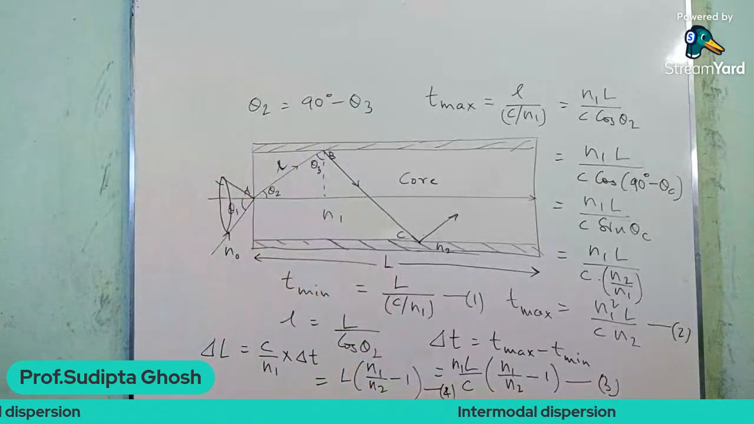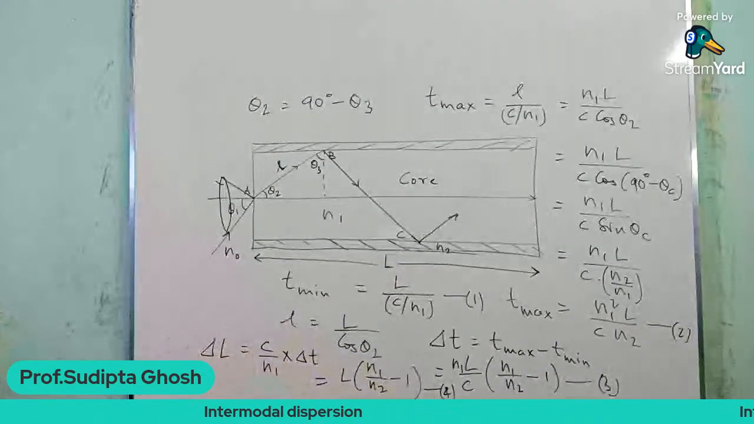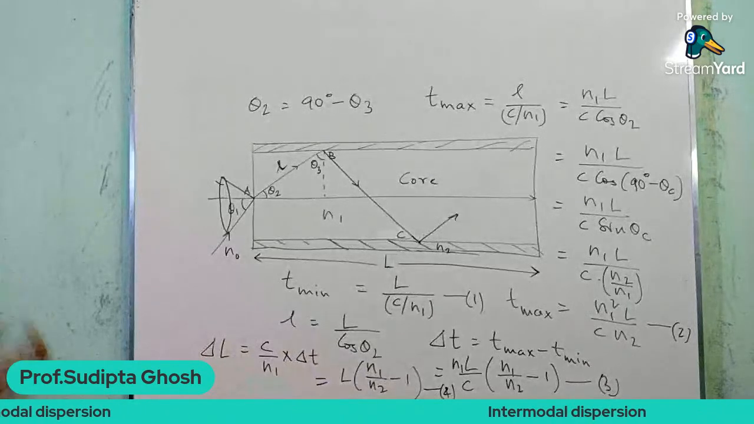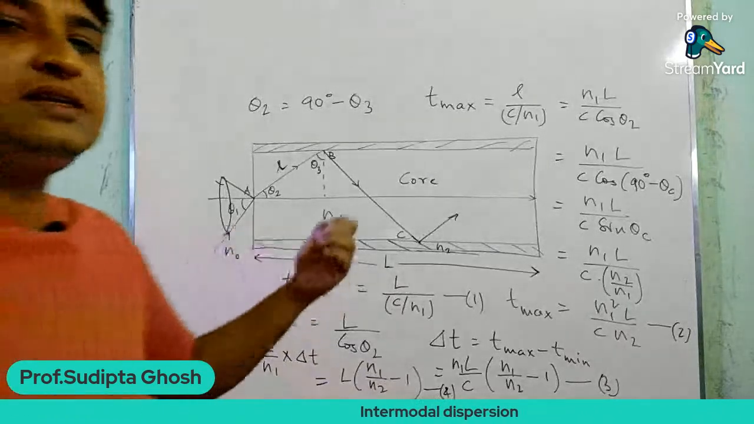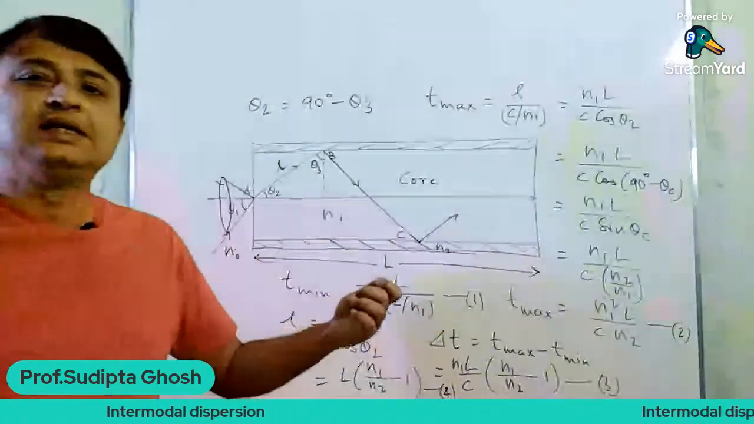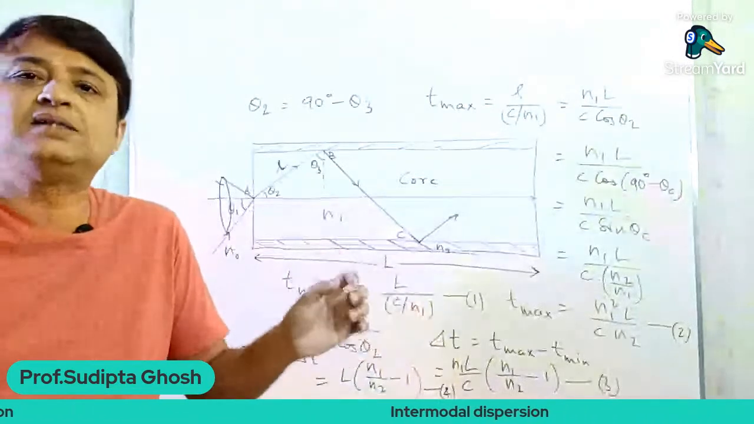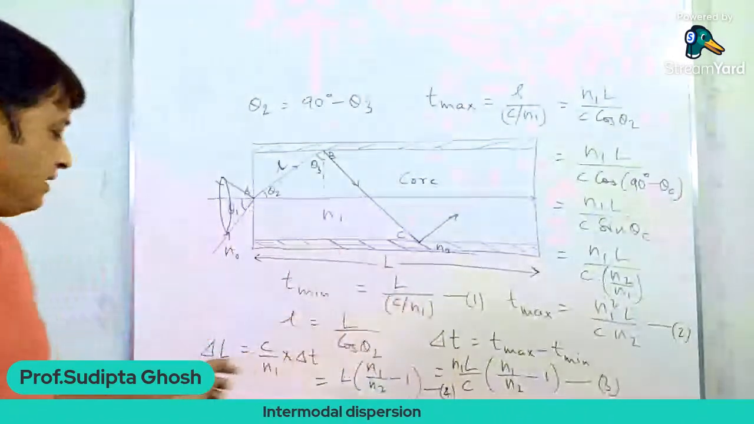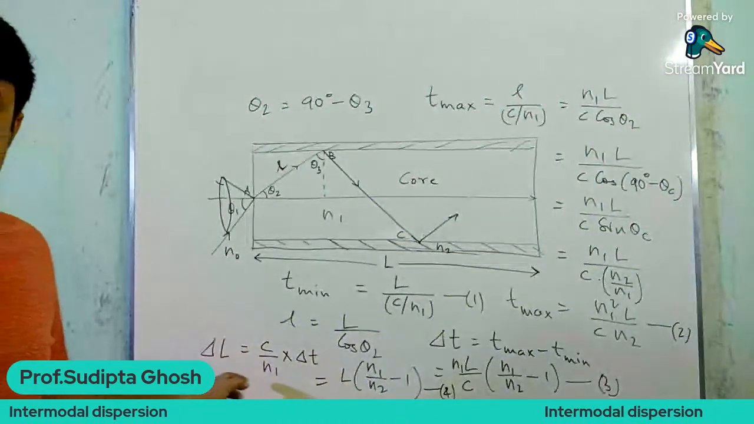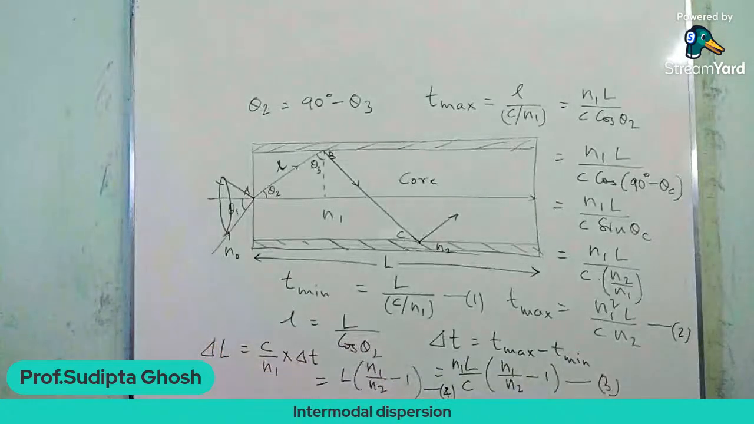So what is actually delta L? Delta L is the spread of a light ray, or if you consider this light ray as an optical pulse, then the pulse is actually spread. The pulse gets thicker, and the value of the spread is capital L into n1 by n2 minus 1.